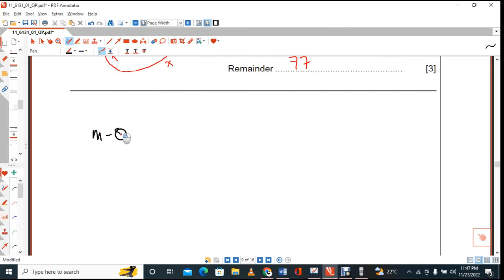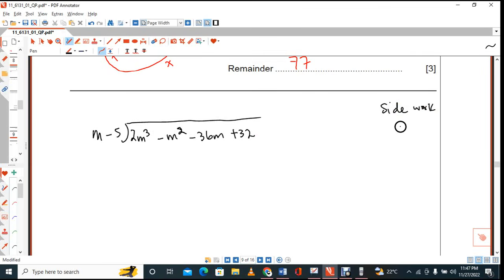So I'm going to have my m minus 5, and I have my 2m cubed minus m squared minus 36m plus 32. All right, so this is where I'm going to do my side work. So 2m cubed, I'm going to divide it by m. So that's going to be 2m squared, and I'm going to multiply. I'm going to get 2m cubed, and I'm going to multiply 2 times that, giving me negative 10m squared. And I'm going to subtract.